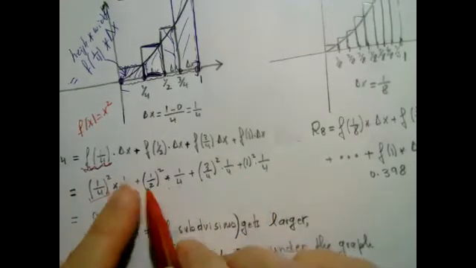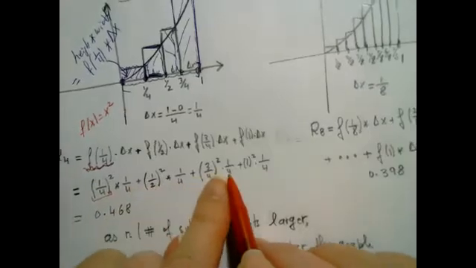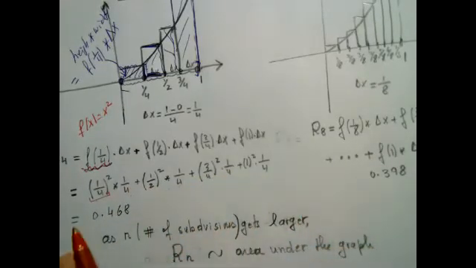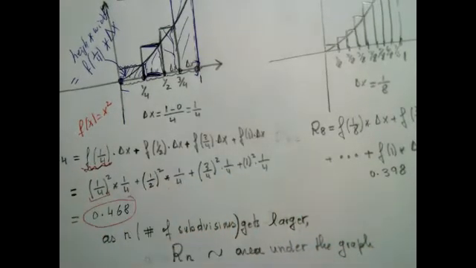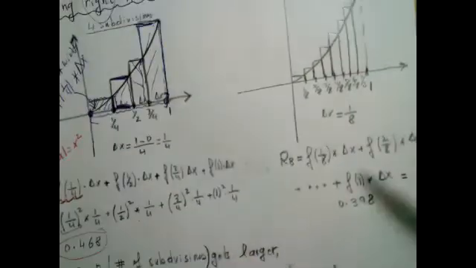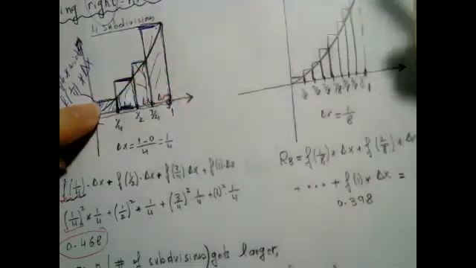Height, width, height, width, height, width, height, width. Okay, and then I evaluate this. I got a number. And then we said, you know, this is not great because this is not actually the area. There are so many extra pieces in here.